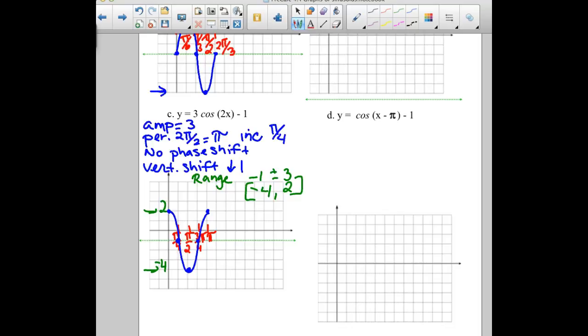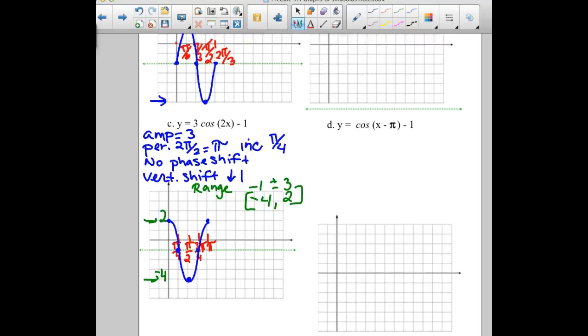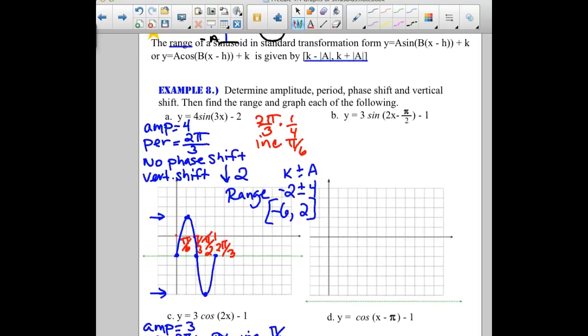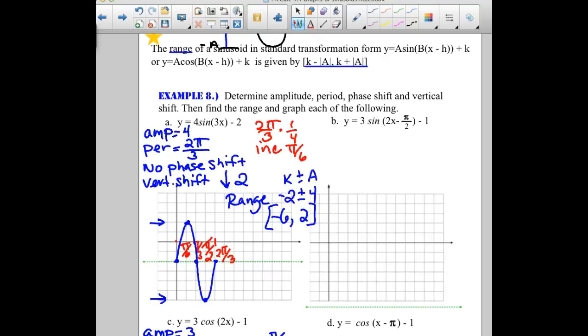Yes? All right. So what happens now when we add a phase shift in there? Well, we're going to break it down here. Amplitude would be 3 again. Period. We have 2 pi and it's getting divided by 2. So period is 1 pi with increments in pi/4. All right.